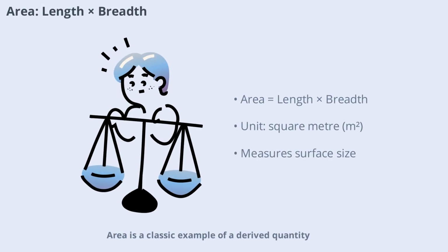Area is a classic example of a derived quantity. It's calculated by multiplying length by breadth, giving us square meters, m². Whether you're measuring the size of a room or a football field, area helps you understand how much space is covered. It's a simple combination of fundamentals that's used in countless real-world applications.